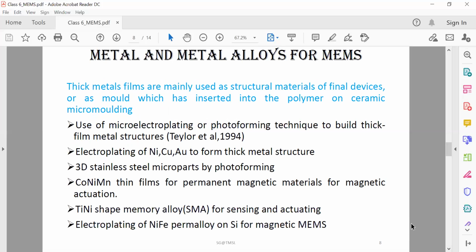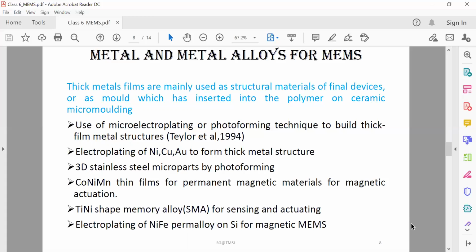Next is the metal and metal alloys for MEMS. We use thick metal films for those devices which are used as structural materials for final sensors, and sometimes it is also used as a mold which is inserted into the polymer or ceramic micro molding.